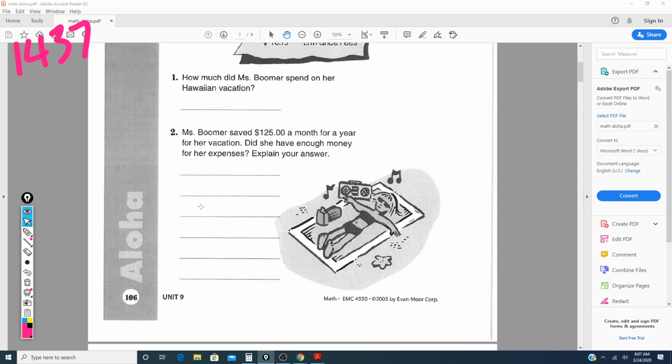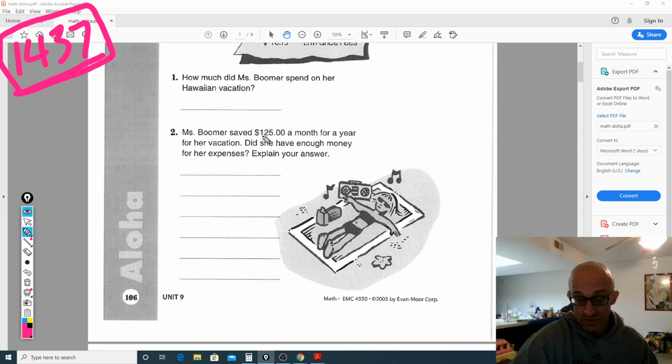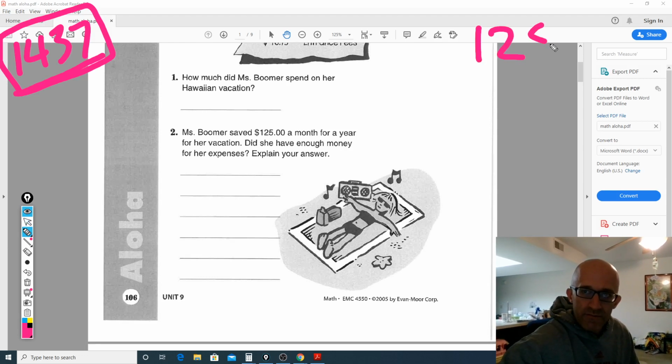Her expenses, the amount that it cost her, was $1,437. The expenses are everything that she incurred. These are not things that are given to her. She has to pay for this stuff. So the problem is asking, if she saved $125 a month, does she have enough to cover the $1,437 that it's going to cost her?